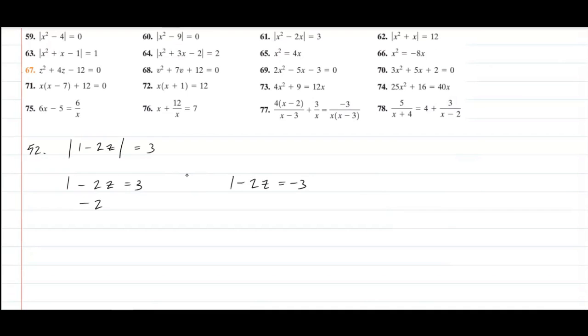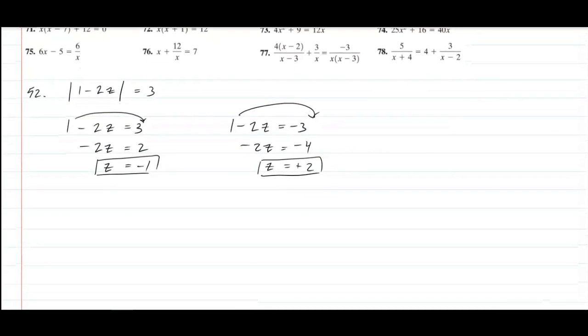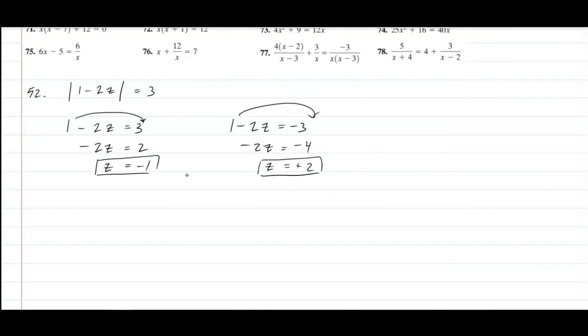So in this first situation, you have negative 2z is equal to 3 minus 1, which is 2, and therefore z is equal to negative 1. So that is one solution. And the other one is negative 2z is equal to negative 3 minus 1, which is negative 4, and then divide by negative 2 on both sides, so z is equal to positive 2. And I just want to show you something here, just so you realize what we just did here.